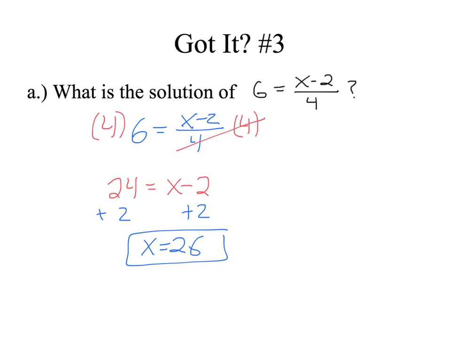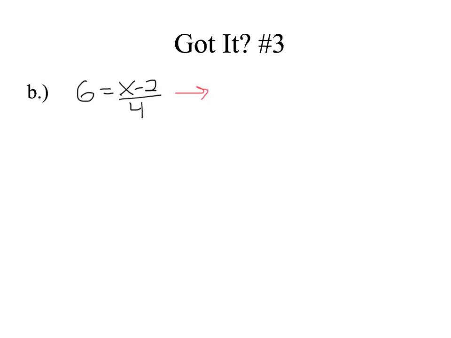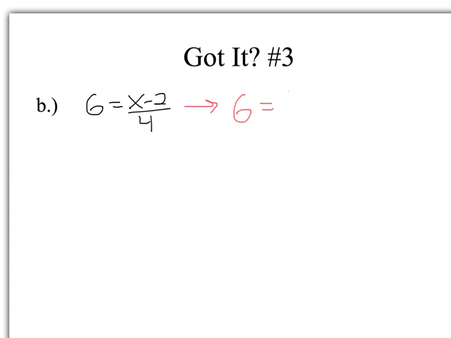Okay, not so bad. Part B says, write the right side of the equation in part A as the difference of two fractions. So I rewrote part A. It was 6 equals x minus 2 over 4. Remember when we did the distributive property with fraction bars like this? We can do, it's going to be 6 equals x over 4 minus 2 over 4. Okay, we just did like the distributive property, and we did it over the fraction bar.